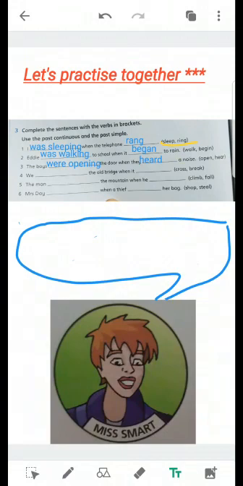Number 4. We, the old bridge, when it break. We have the verb break and we have cross.